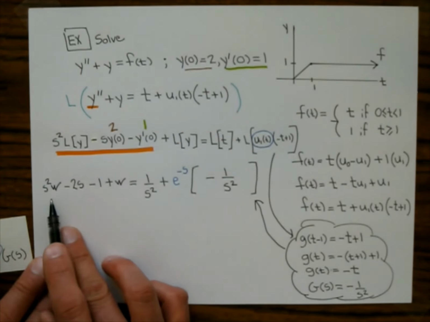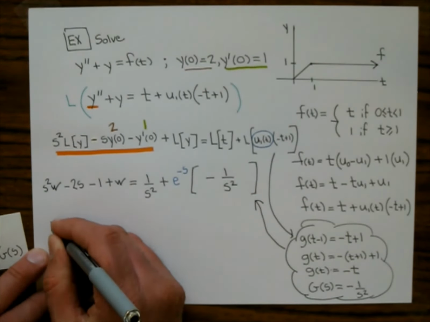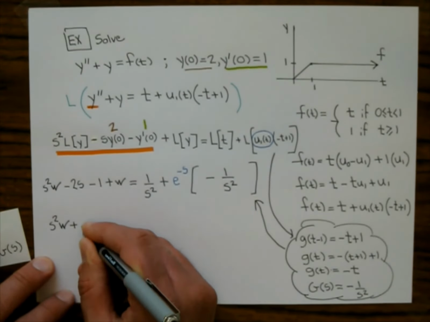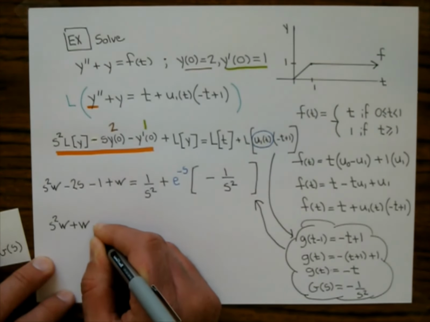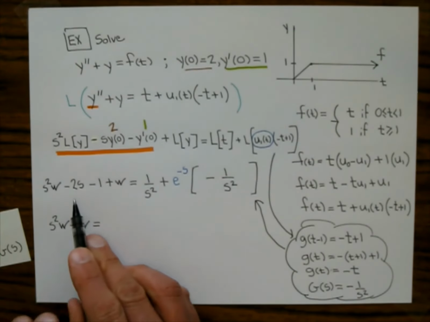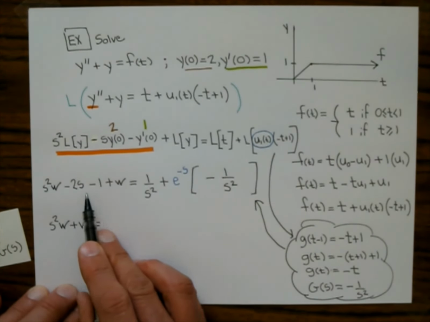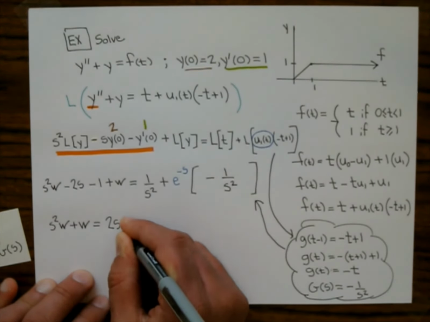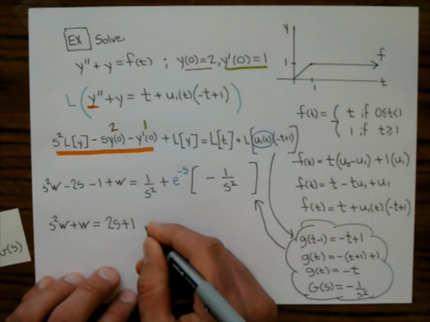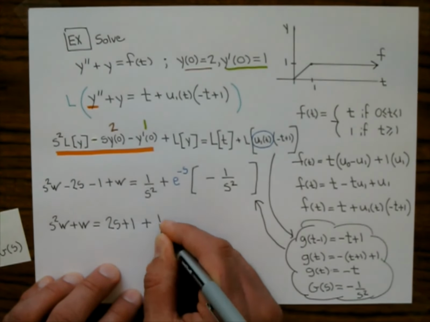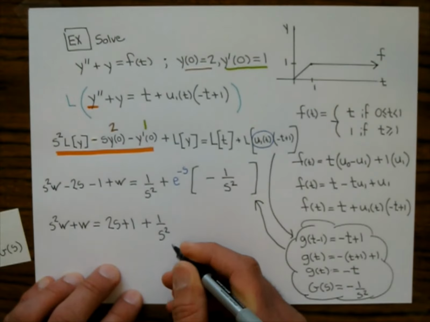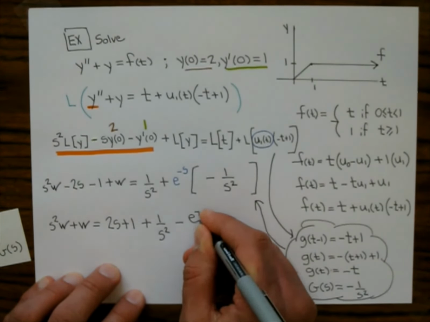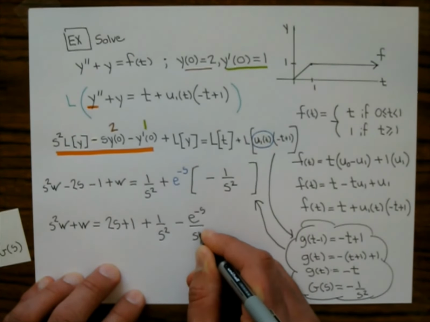Now on the left-hand side, I have two occurrences of W, so let's just put those guys together. S squared W plus W. And what I'm going to do is go ahead and bring the 2s and the 1, the negative 2s and the negative 1, to the right-hand side of the equation. So I'll have 2s plus 1, and then I have plus 1 over s squared. And then this is going to be minus e to the negative s over s squared.